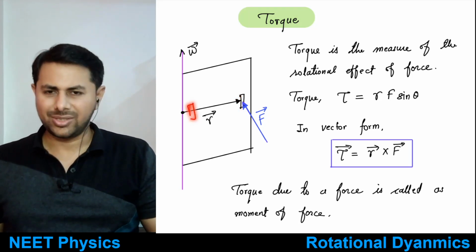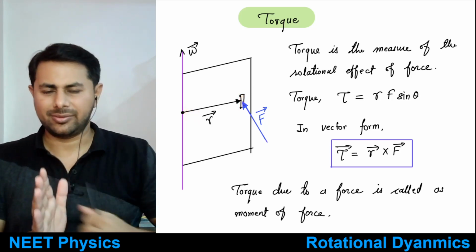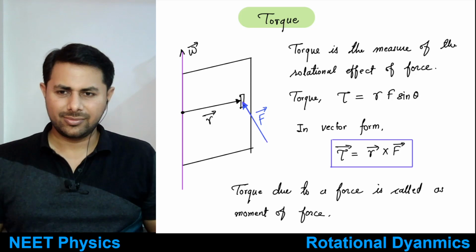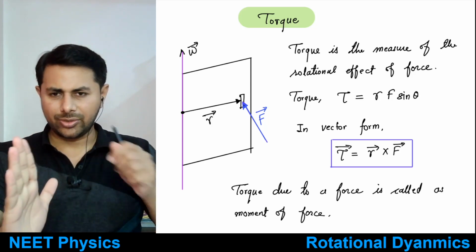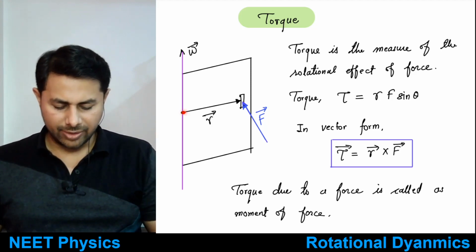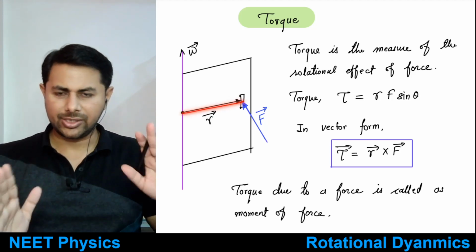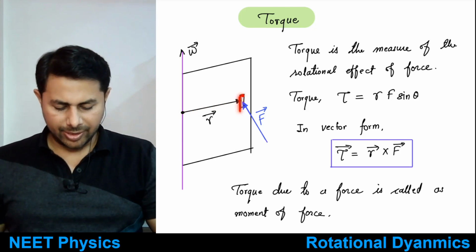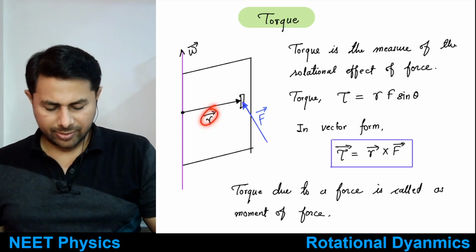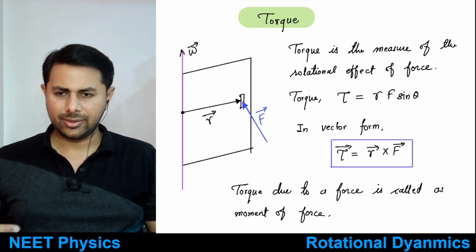And if the handle is moved closer to the hinges, it will be very difficult to open and close the door. You will need to apply greater force, right? This thing is clear. So you want to rotate the door, this rotational action will depend on what things? It will depend on the position at which you are applying the force. It will depend on the force that you are applying, and it will also depend on the angle between this position and the force. It will depend on these three things.